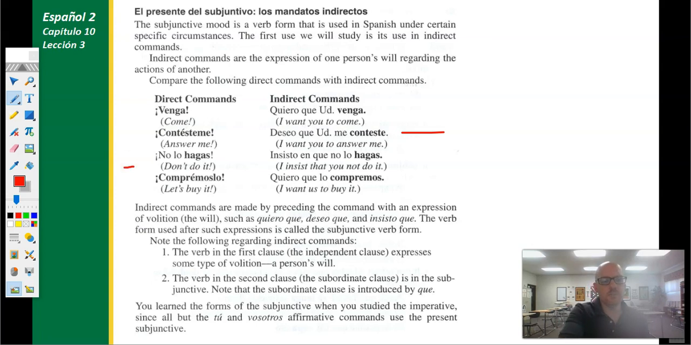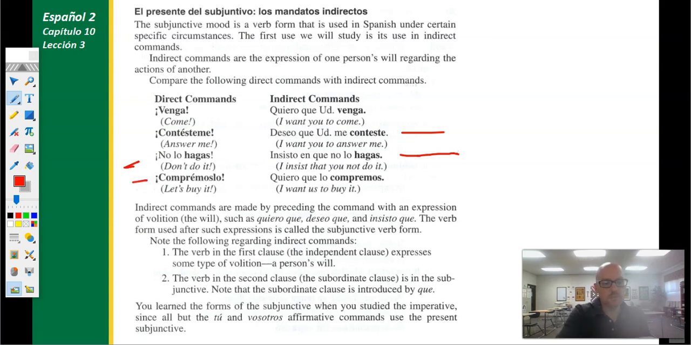Look at the next two examples. Again, this first column is the direct command, that's the stronger one, and then the second column is the one that's a little bit more softened. This is what I want, not quite the command. So, no lo hagas, don't do it. But in the second column, yo insisto en que no lo hagas. I insist that you not do it. So it's a little bit different.